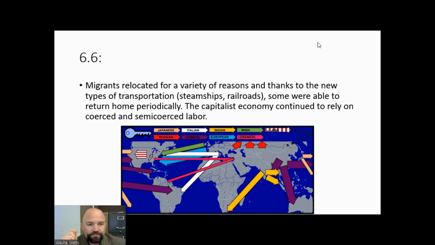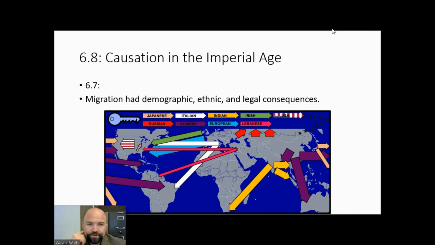Migrants relocated for a variety of reasons, often in search for work. And thanks to the new types of transportation, steamships and railroads, some were able to even return home periodically. The capitalist economy continued to rely on coerced and semi-coerced labor. Migration had demographic, ethnic, and legal consequences.